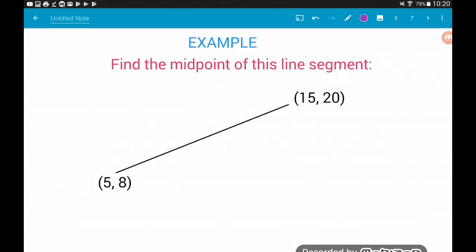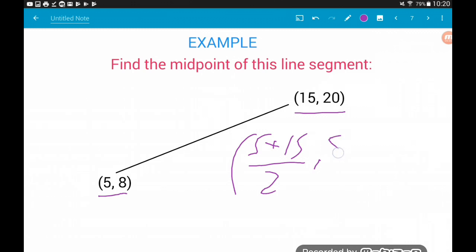Okay, find the midpoint of this line segment. Well, let's say (5, 8) is our first pair of coordinates, x1, y1, and (15, 20) are our second pair of coordinates. Then all we need to do, the x coordinate is going to be (5 + 15)/2, and the y coordinate is going to be (8 + 20)/2.